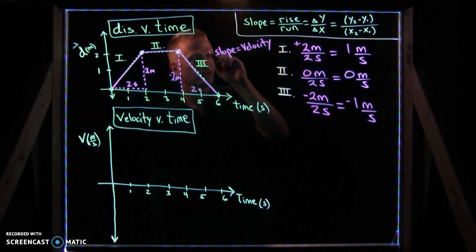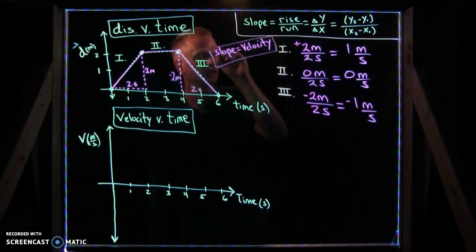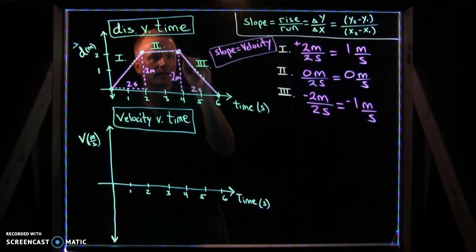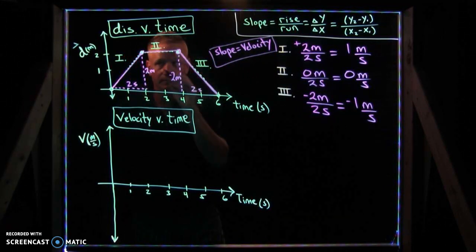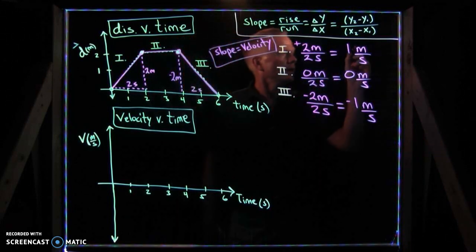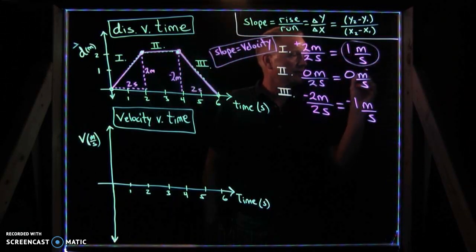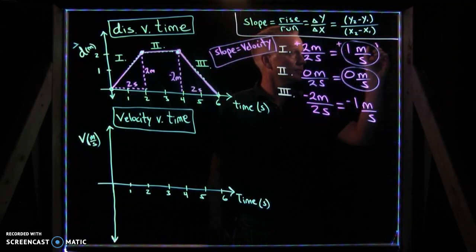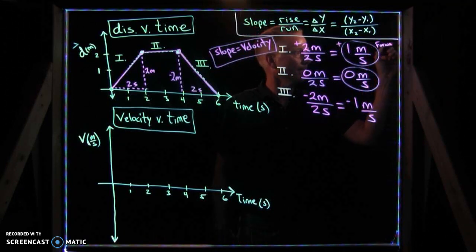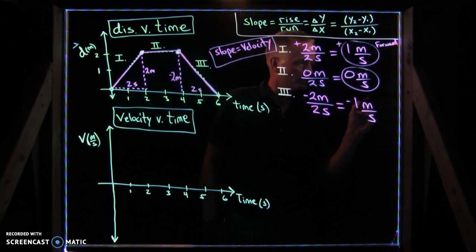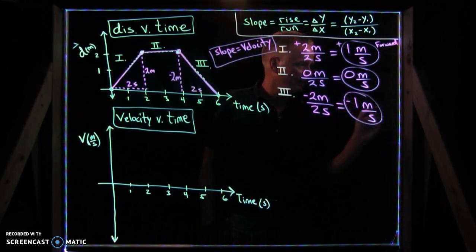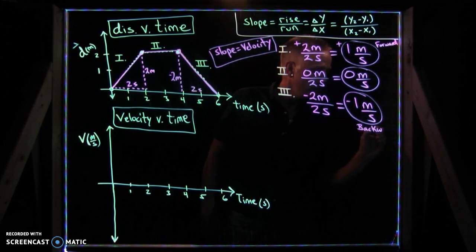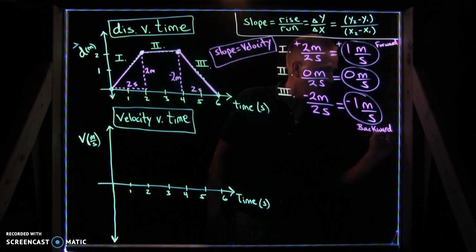So you have just figured out the average velocity of your walking motion as you walk this path here, analyzing the slope of these 3 line segments 1, 2, and 3. Traveling 1 meter per second, that's positive in the forward direction. You're standing still, and then you're traveling negative 1 meter per second. That negative denotes direction, so we can say that's backwards or towards the sensor.